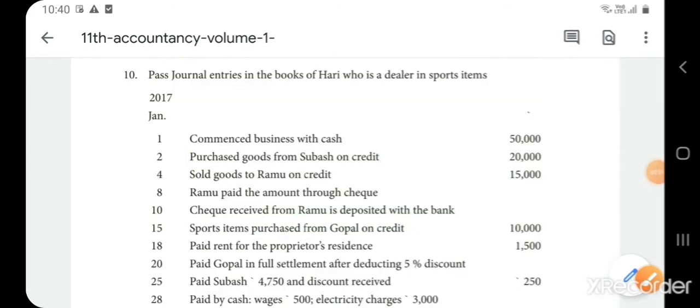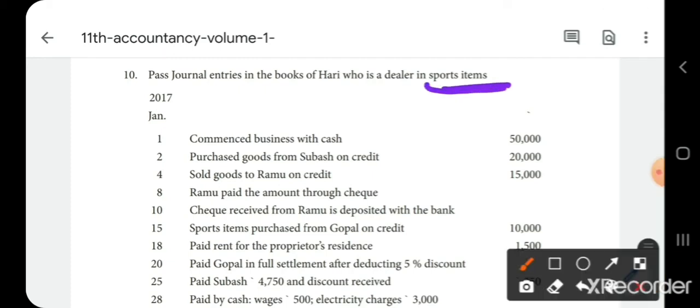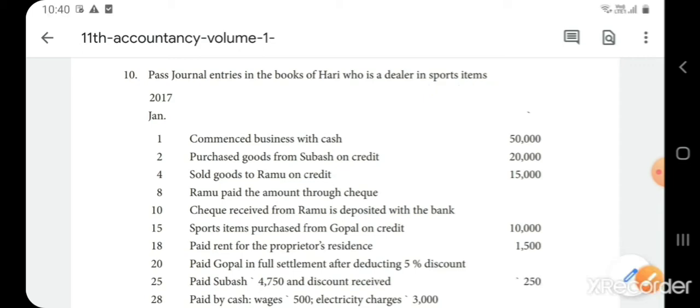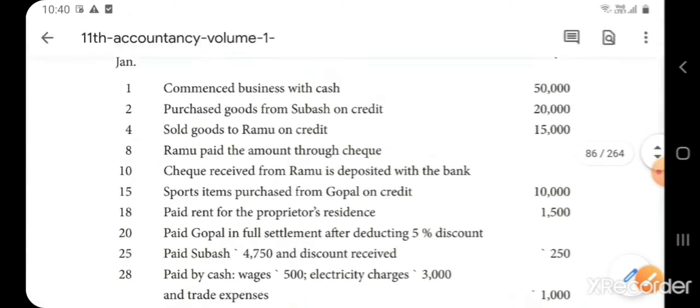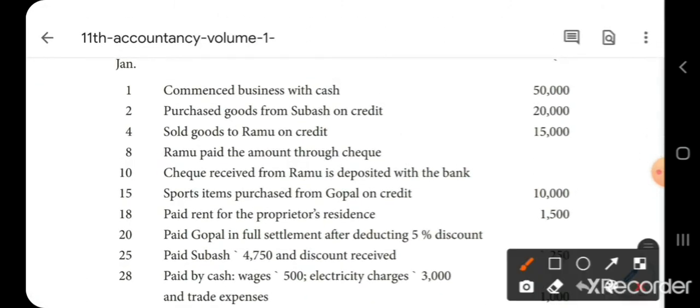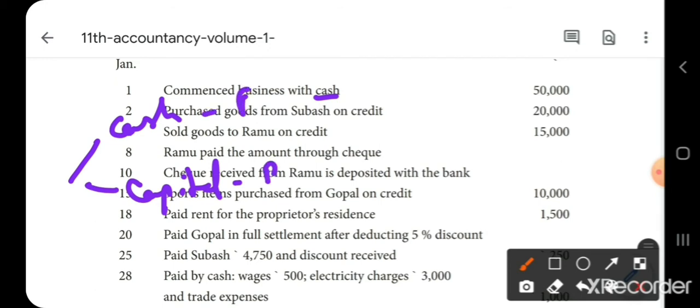Exercise 10. Pass journal entries in the books of Hari, who is a dealer in sports items. Now, first transaction, commenced business with cash. What are the two accounts involved? Cash and capital account. Now, capital is a personal account, cash is a real account. For the real account, the rule is debit what comes in. So cash is coming in, so you debit.